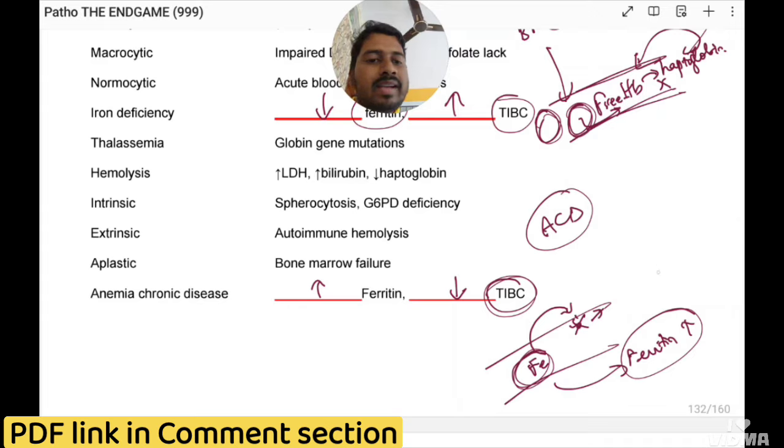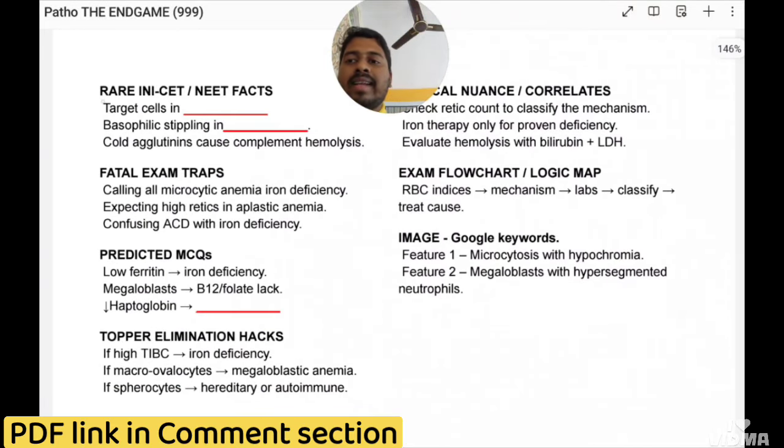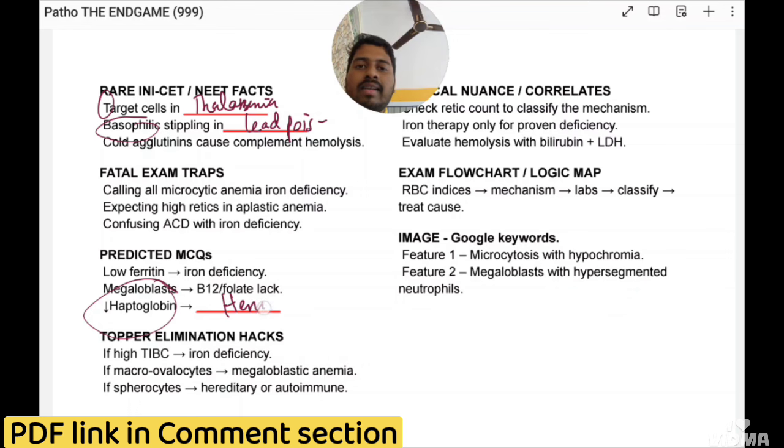Also, the second thing is ferritin is an acute phase reactant. So that's why also ferritin is increased. So ferritin is increased, but the body doesn't allow iron to bind. That's why TIBC is decreased. That's how you remember it. Next, target cells are seen in thalassemia. T is for thalassemia. Next, basophilic stippling is seen in lead poisoning. Next, haptoglobin decrease signifies hemolysis.